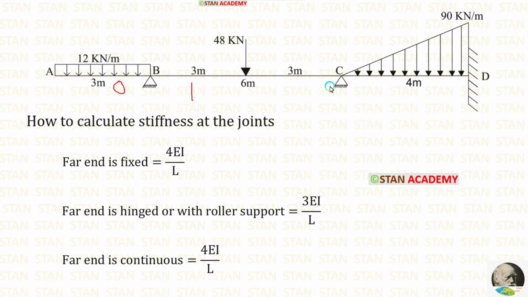In this case, we have to calculate the distribution factor only in the joint C. To calculate the distribution factor, we need to find the stiffness. Let us see the formulas to calculate stiffness. If the far end is fixed, the formula is 4EI upon L. If the far end is hinged or with roller support, the formula is 3EI upon L. If the far end is continuous, the formula is 4EI upon L.